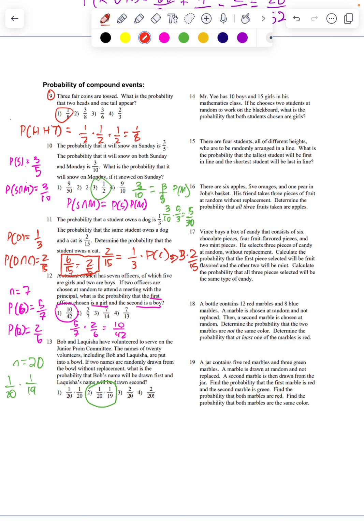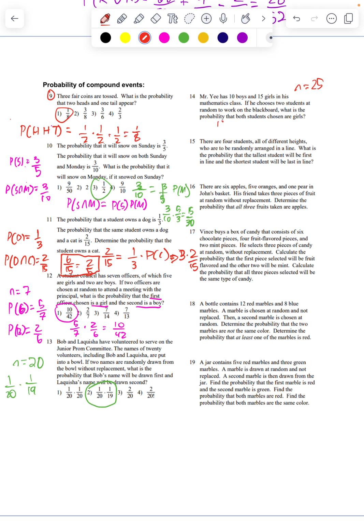All right. Let's do 14. Mr. Yi has 10 boys and 15 girls in his mathematics class. If he chooses 2 girls at random to work on the blackboard, what is the probability that both chosen are girls? All right. So, again, very similar examples. How many people are here? N equals 25, right? 10 boys, 15 girls. So he chooses 1 girl. And how many girls are there in the class?